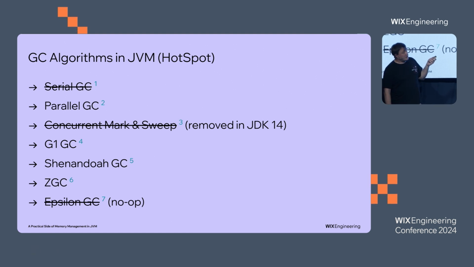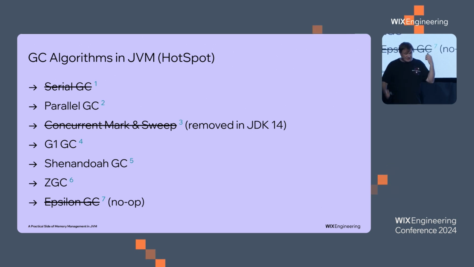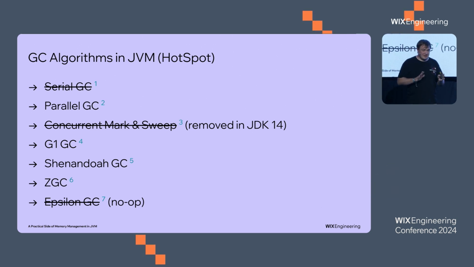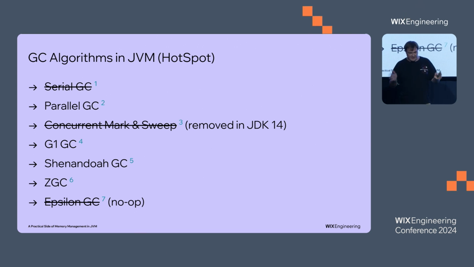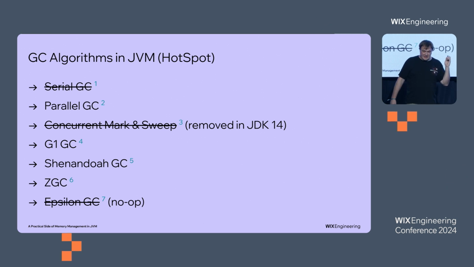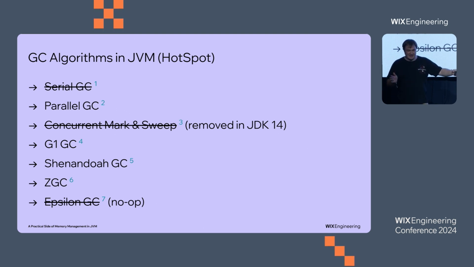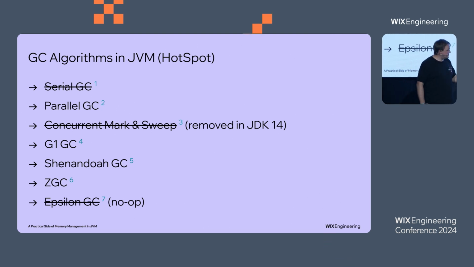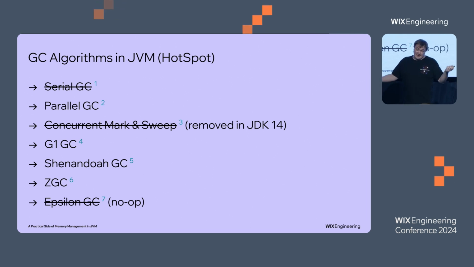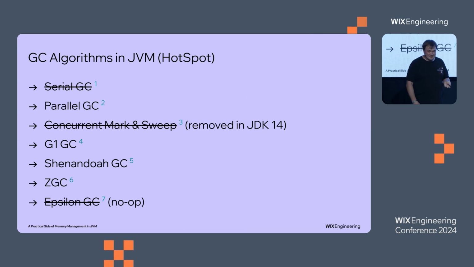The current default is G1 GC. And there are Shenandoah GC and ZGC. Both garbage collectors are aimed to support very big heaps and to have as low GC pauses as possible. And another fun garbage collector is called Epsilon GC. It's basically a no-op, meaning that there is no garbage collection. It allocates memory until it's full, and after that, the application will always receive an out-of-memory error. Maybe for some usages, like testing and short-lived applications, it might be useful.